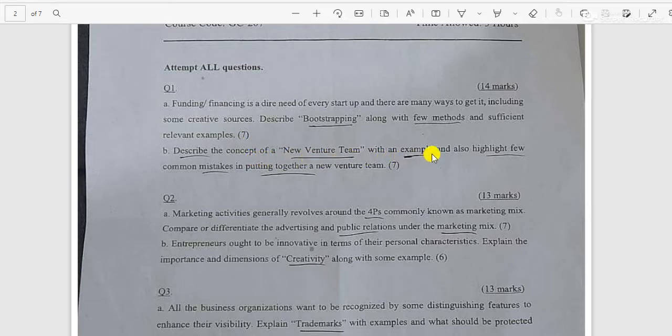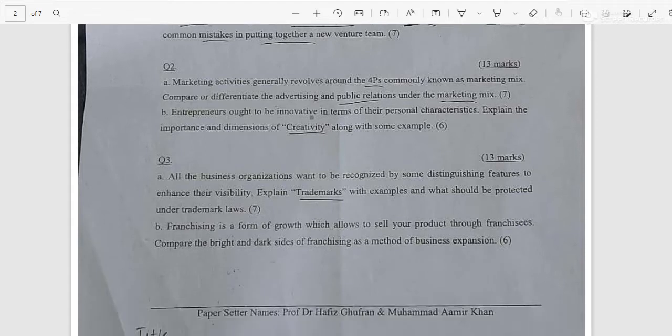Yes, team has a very big role. And highlight the few common mistakes in putting together a new venture team. And question number 2 is marketing activities generally revolve around the 4 P's, commonly known as marketing mix. Compare and differentiate the advertising and public relations under the marketing mix.